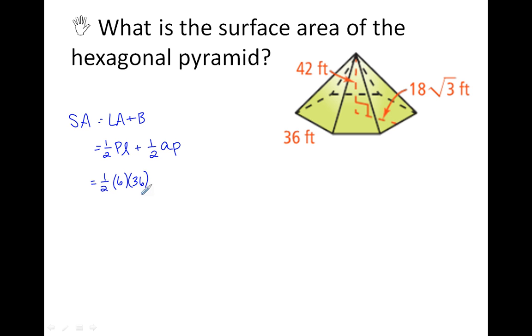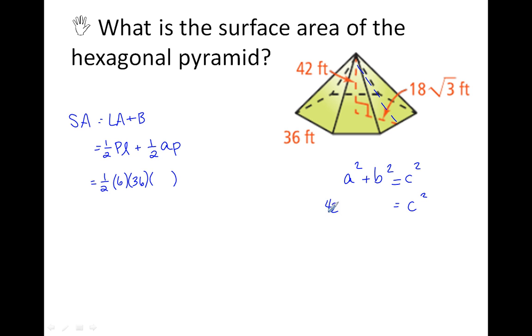I'm going to write that out because I don't know what that is in my head. And we need the slant height, but we don't have the slant height. Now the slant height, if we draw that in, is the hypotenuse of this right triangle. So we can use our Pythagorean theorem, a squared plus b squared equals c squared, to find that. We're looking for the hypotenuse, so we're looking for c.